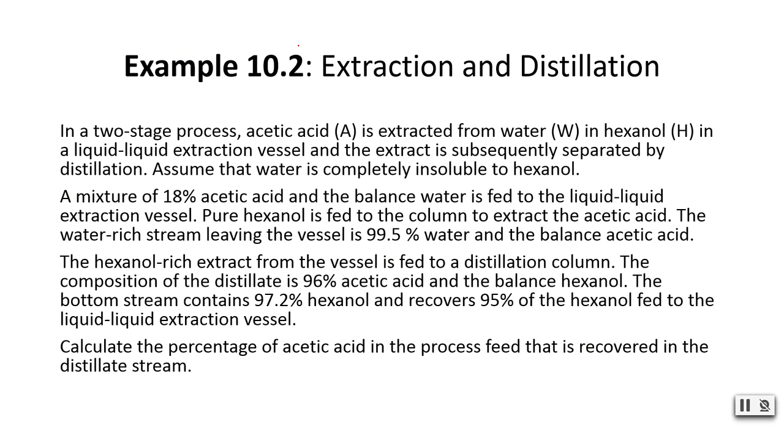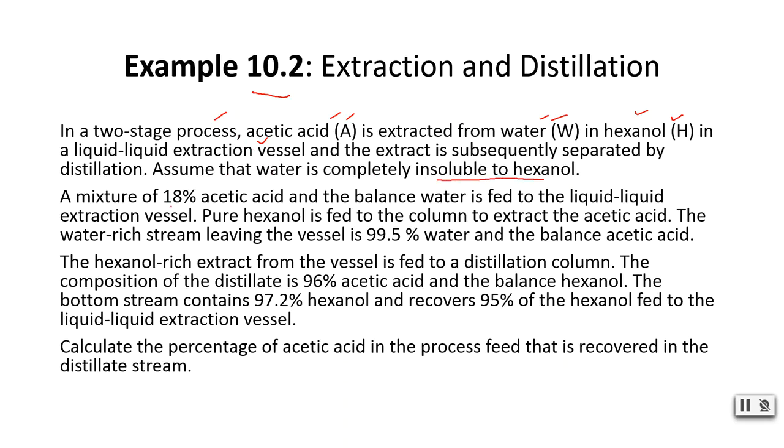Okay, so now we go to the second example. This is for the extraction and distillation. Example 10.2. In a two-stage process, acetic acid A is extracted from water in hexanol in a liquid extraction vessel. So we have three components here: A, acetic acid, water, and hexanol, H. The extract is subsequently separated by distillation. Assume the water is completely insoluble in hexanol.